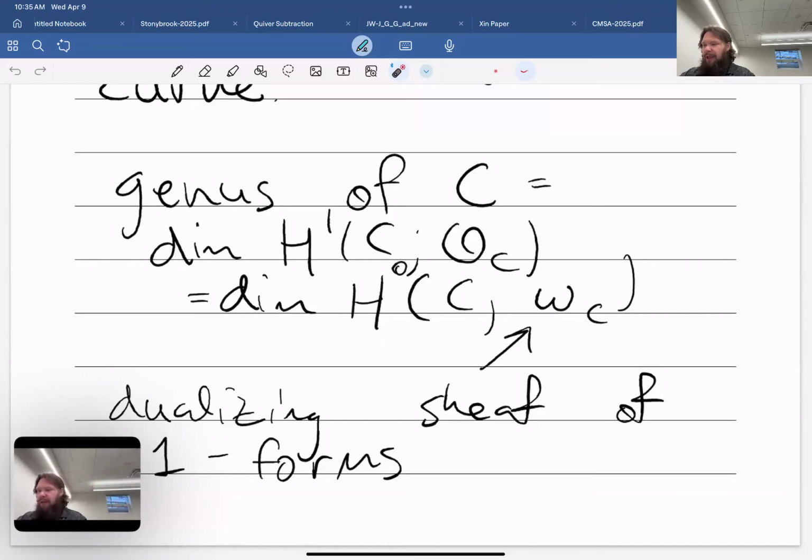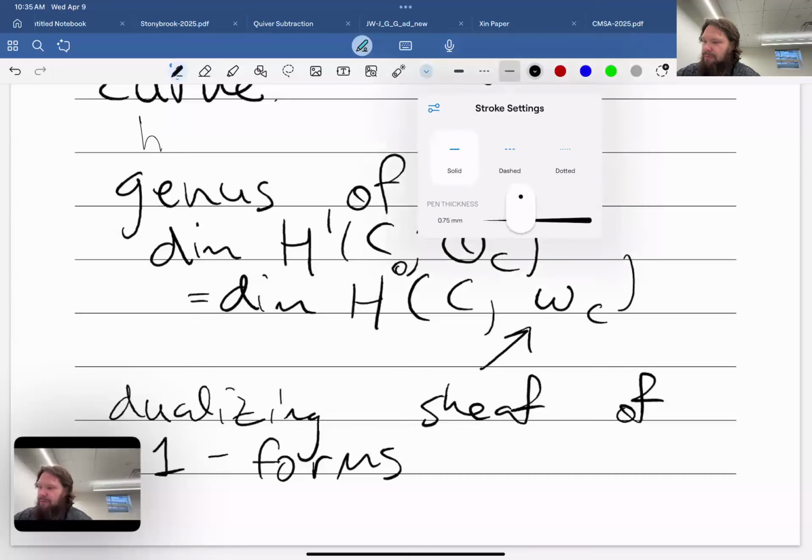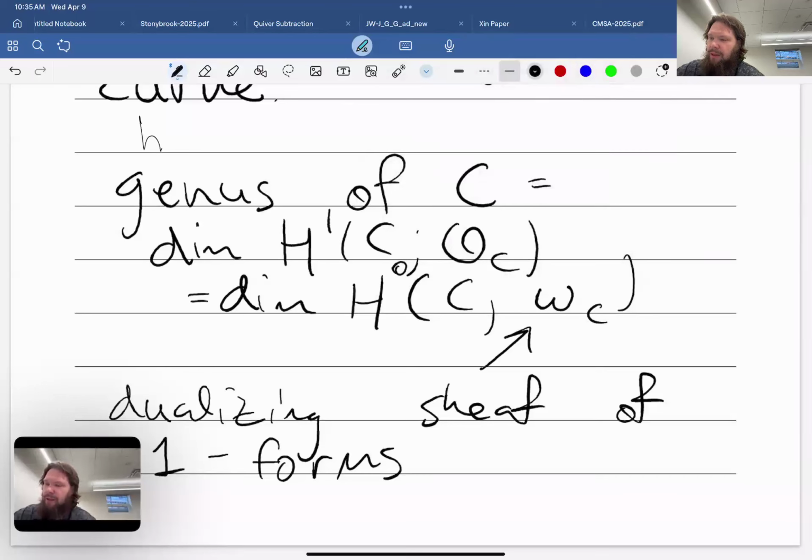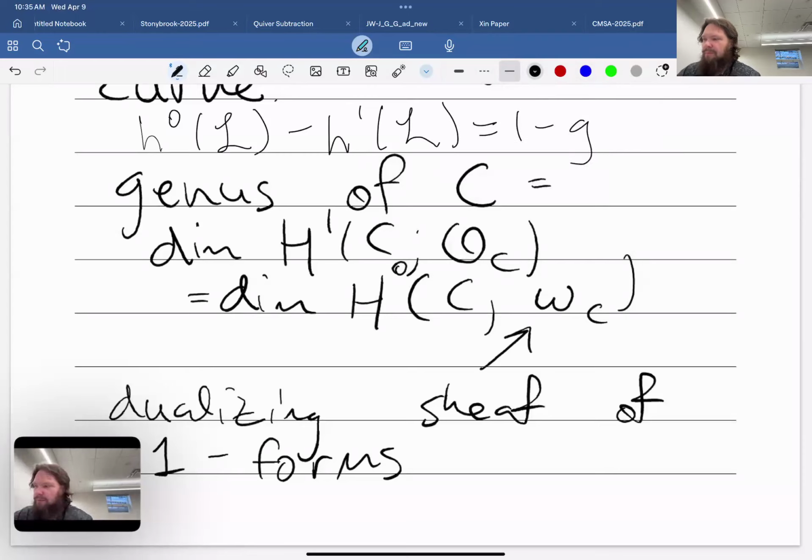All right. And the other place that genus shows up is in the Riemann-Roch formula. If I have any curve and any line bundle L, then h0 minus h1 of L is degree of L plus 1 minus g, and defining g as the dimension of H1 of the structure sheaf is the special case of that for the structure sheaf.